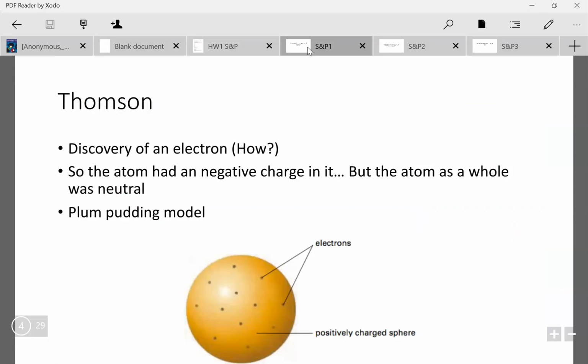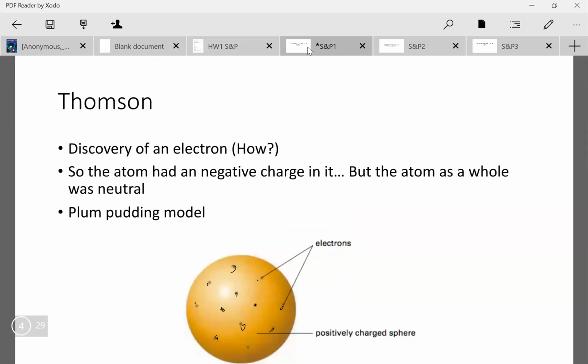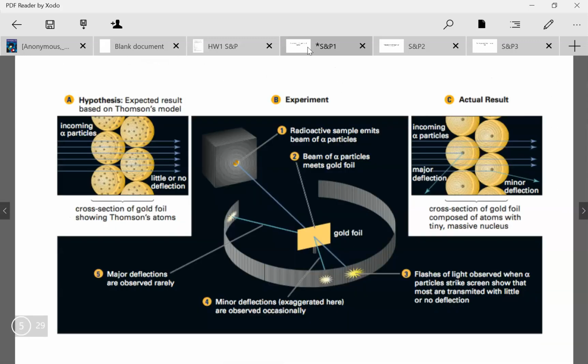It's good to know that Thomson first came up with the chocolate chip pudding or blueberry pudding or whatever you want to call it model, where he thought that the nucleus was not the nucleus, the atom as a whole was just a positively charged sphere, and there were electrons embedded like chocolate chips in a muffin, right? That was his idea. And so Rutherford set out to test that using the gold foil experiment.